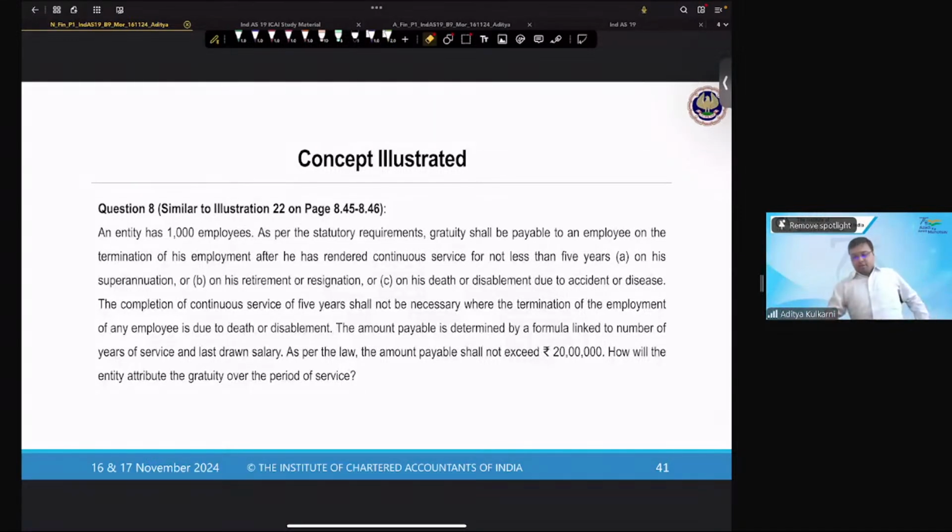Okay, all right. So now let us look at this question. An entity has 1000 employees. As per statutory requirements, gratuity shall be payable to an employee on the termination of his employment after he has rendered continuous service for not less than 5 years, either on his superannuation or on his retirement or resignation or on his death or disablement due to accident or disease. The completion of continuous service of 5 years shall not be necessary where termination is due to death or disablement. Amount payable is determined by a formula linked to the number of years of service and last drawn salary. As per the law, the amount payable shall not exceed 20 lakhs. How will the entity attribute the gratuity over the period of service?